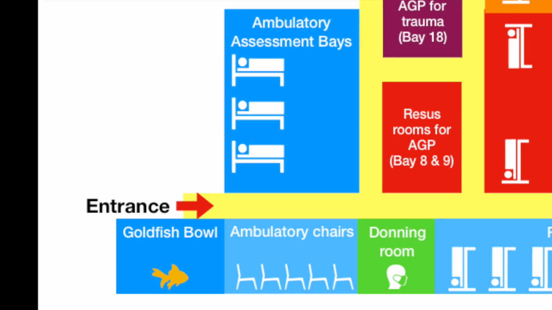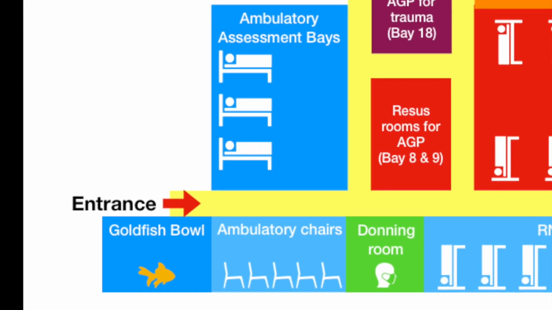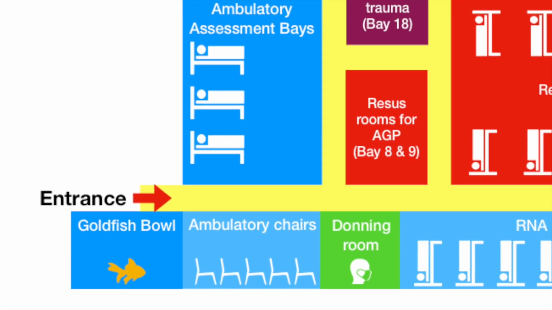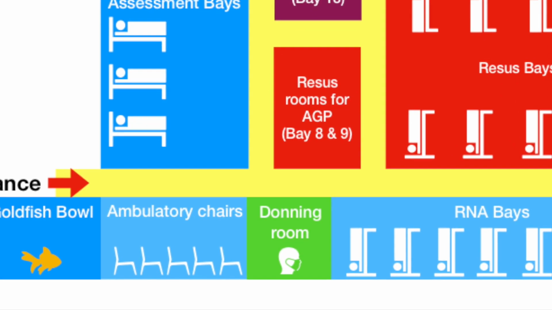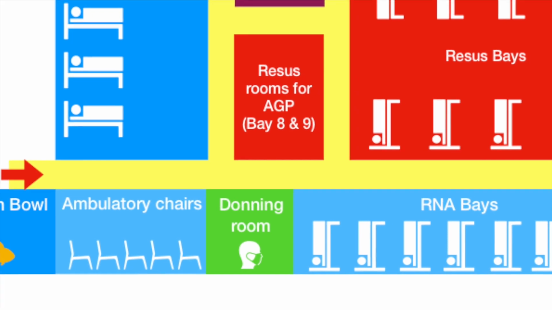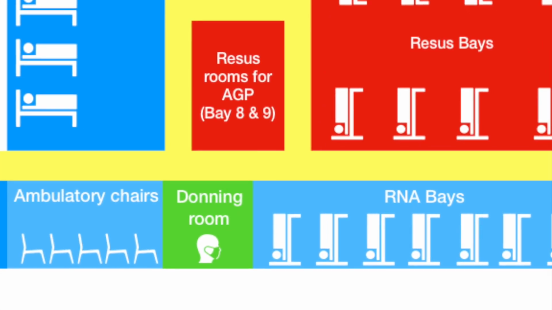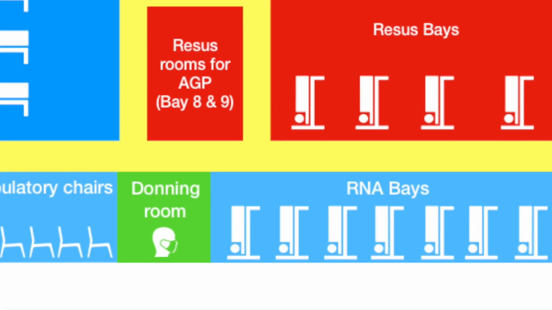Next door to the ambulatory chairs, there's a donning room where you can put on level 1 or level 2 PPE. Beyond that, we have 7 bays where we can offload patients who have arrived by ambulance, much like the RNA in our old majors between beds 2 and 5.